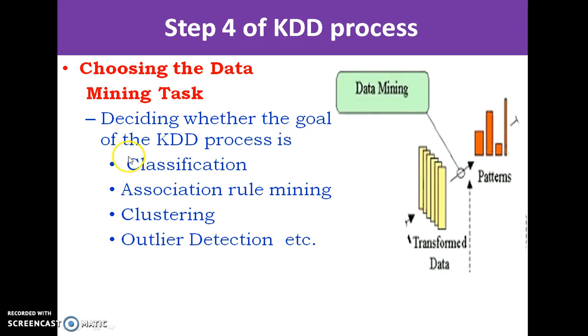That is, deciding whether the goal of the KDD process is classifying the data, or identifying the association rules in the data, or categorizing the data based on the similarities, that is clustering, or whether the user goal is just detecting the outliers that exist in the data sets or in the databases. So depending on the goal, the user has to select the data mining task in this particular process. So you can identify here in the total KDD process, the most important step is data mining, which is identifying the type of pattern that is required for the user.